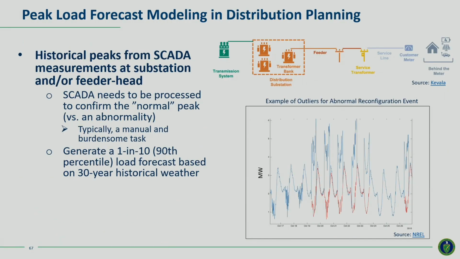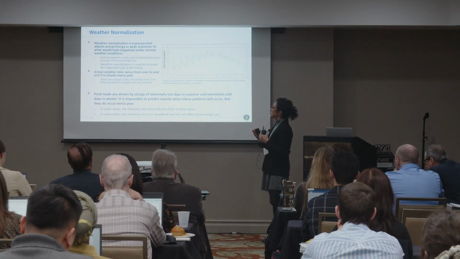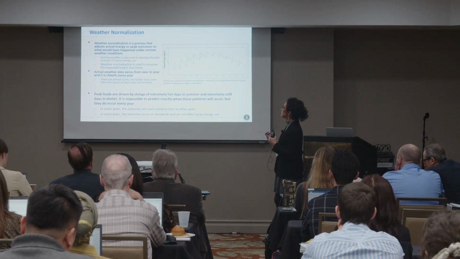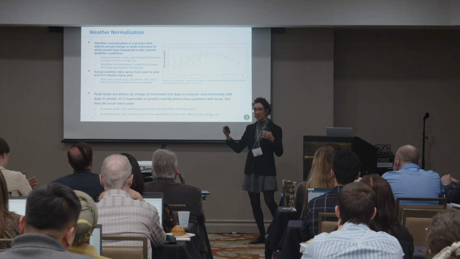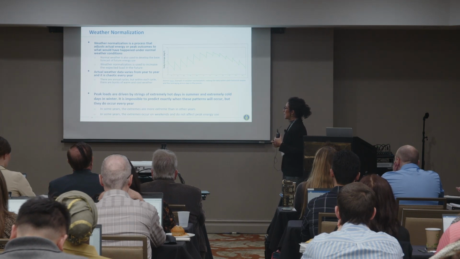And what do I mean by the weather normalization? So what they do is you want to normalize to accommodate the fact that weather year after year is very chaotic, right? So we do have annual cycles, but it's very hard to predict when the hot day or the cold day is going to happen. And so weather normalization is a process that adjusts that energy peak that you measured at your substation for what would have happened under normal weather conditions. And we'll see an example of what that means.